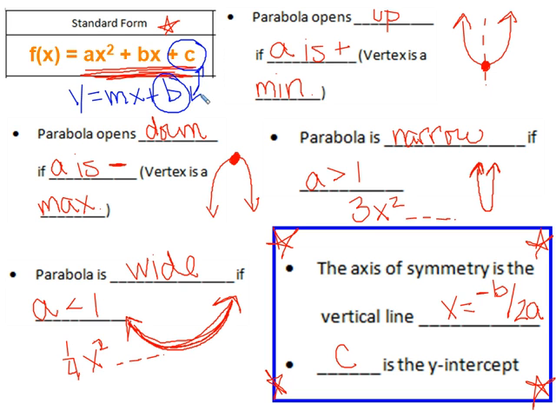So we can make the connection here, but just be careful that you don't get the letters confused. Okay, we're specifically talking about ax squared plus bx plus c in this case, and not y equals mx plus b, because mx plus b is a line, whereas ax squared plus bx plus c is a parabola. So the c in this case is the y-intercept.